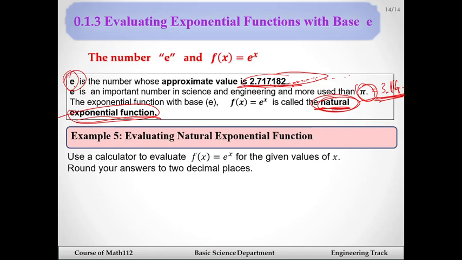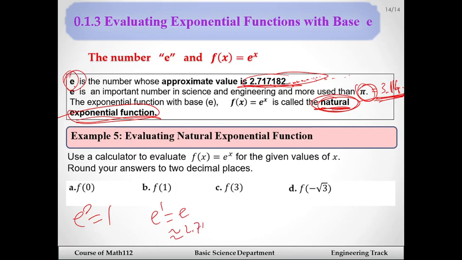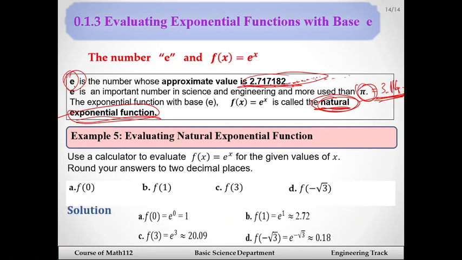Evaluating e to the x. Let's look at e to the 0, which is 1. e to the 1 is just e, which is about 2.717182. When you come to e cubed, you have to use a calculator. And for this one, you have to use a calculator as well. As you see here, this is about 2.7172. e cubed with the calculator is approximately 20.09. And e to the negative square root of 3 is approximately 0.18. We need a calculator.